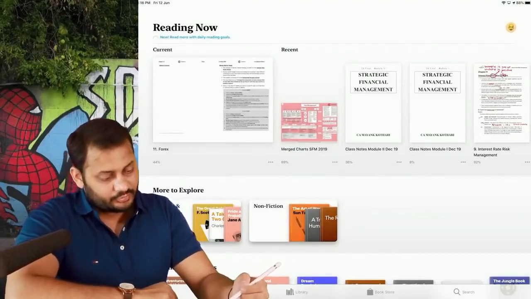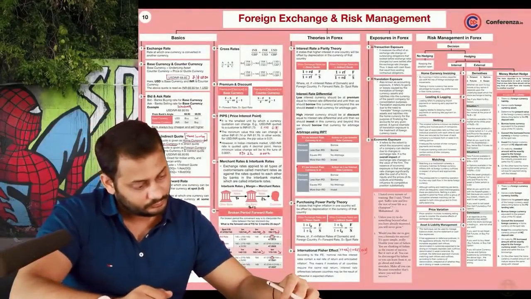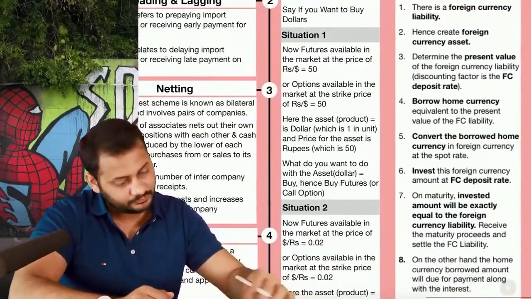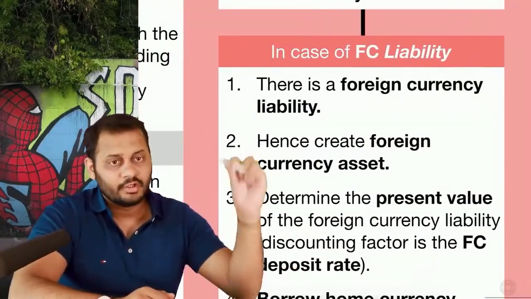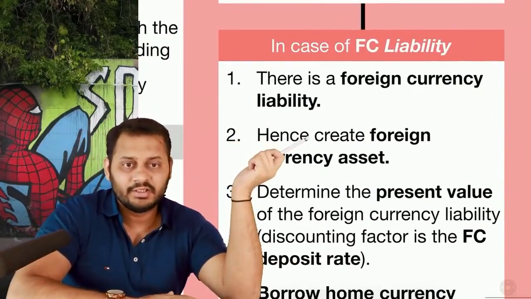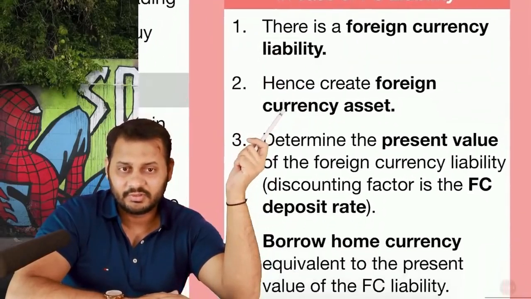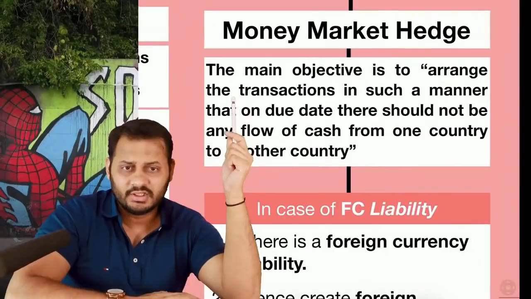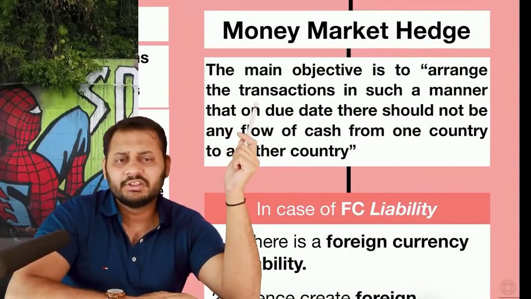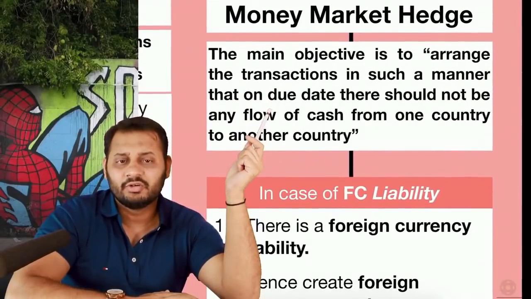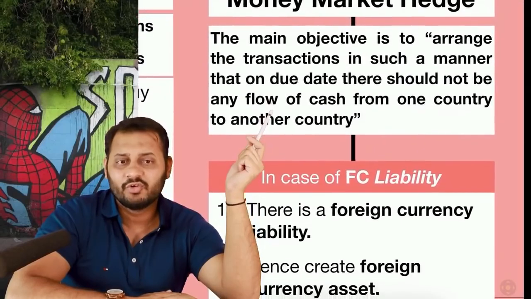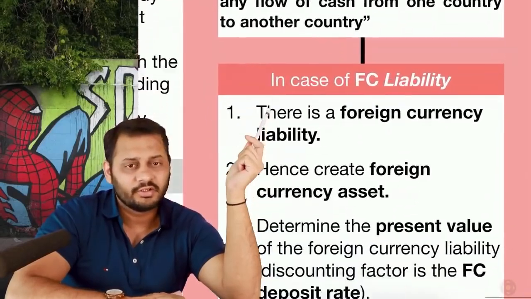Let me take you to those steps. See, if you have a foreign currency liability, create a foreign currency asset. What does it say? The main objective is to arrange the transaction in such a manner that on the due date there should not be any flow of cash from one country to another country.